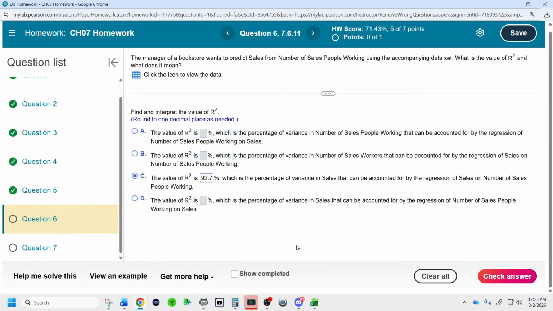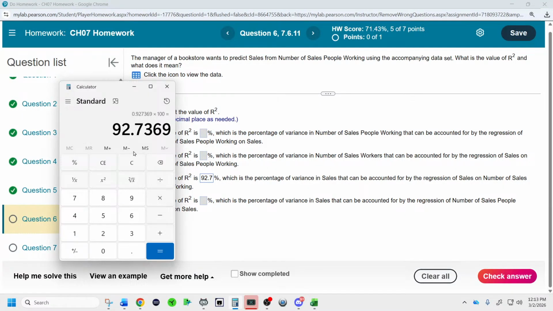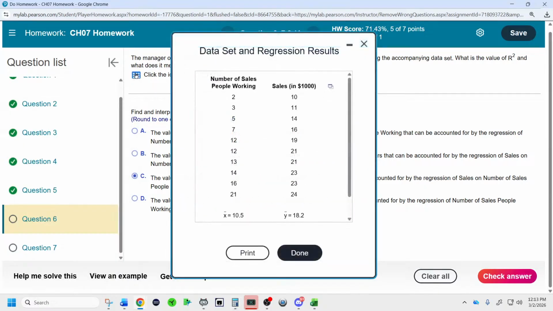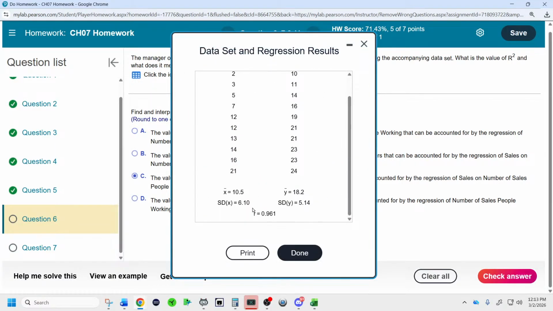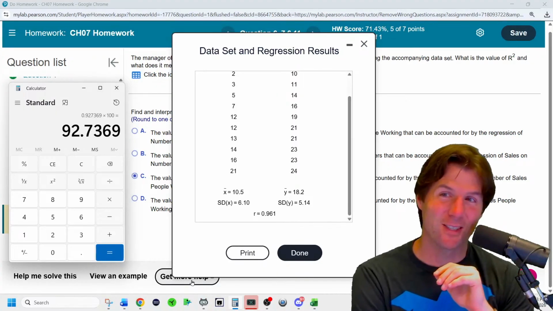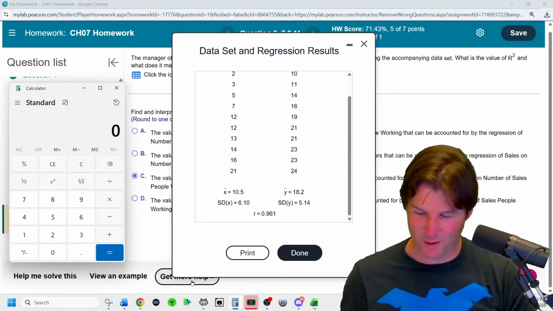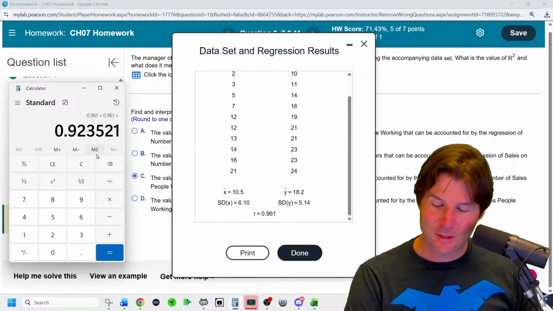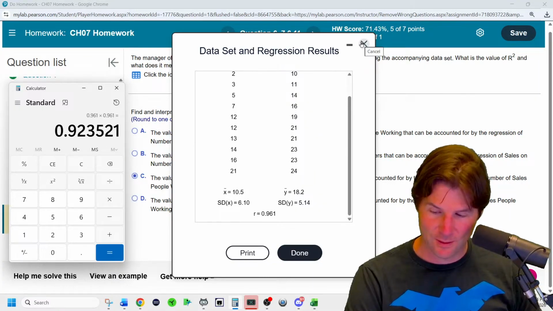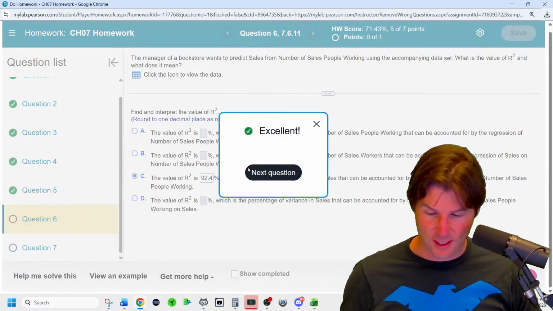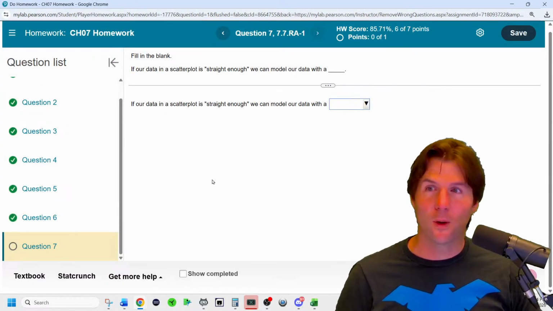Something seems off. I feel like I got it right. Where did I make the error? 92.7. Round to one decimal. Let me double check the numbers here. I rewind time. I entered 963, which was something from earlier. 961. 92.3. 92.4 when you round. So how far off was I? Because it'll take that now. There we go. Well, I should have checked.